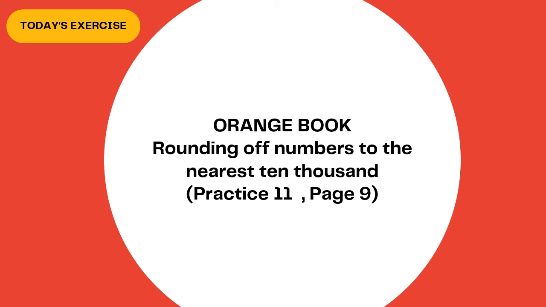Today's exercise is in your orange book, your Towards Mathematics Year 5, rounding off numbers to the nearest 10,000, practice 11, page 9. You can do both, rounding off numbers to the nearest 1,000 and nearest 10,000. So it would be advisable if you can take a piece of paper and show me your working in either pen or pencil, and you can just slip the paper in the orange book before you submit it to me this Saturday.